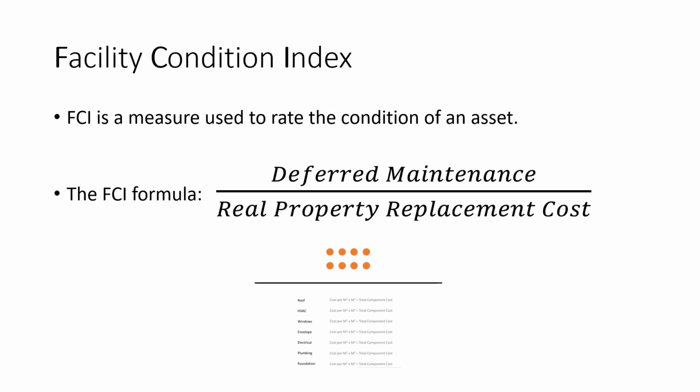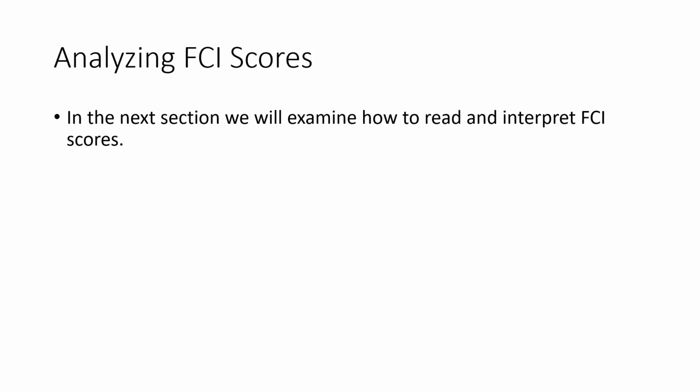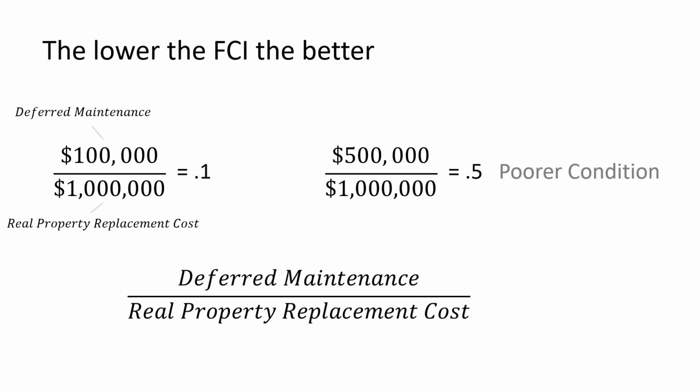We can now compute the FCI. What we do is we simply take all of the deferred maintenance for the asset and divide it by the replacement cost. Now what we're going to do is show you how to read or interpret that FCI score. In this example, we have a building that is valued at $1 million, and it has $100,000 in deferred maintenance. Its FCI, therefore, is 0.1 or 10%.